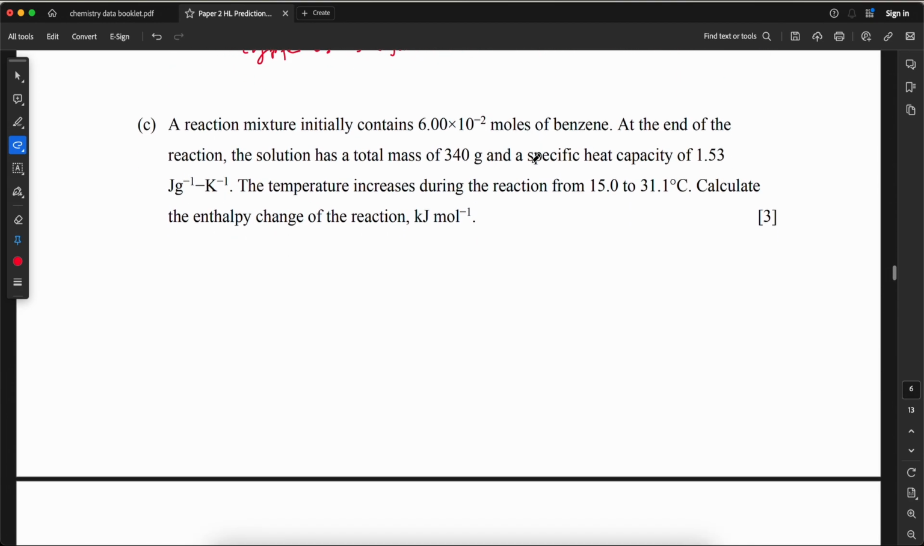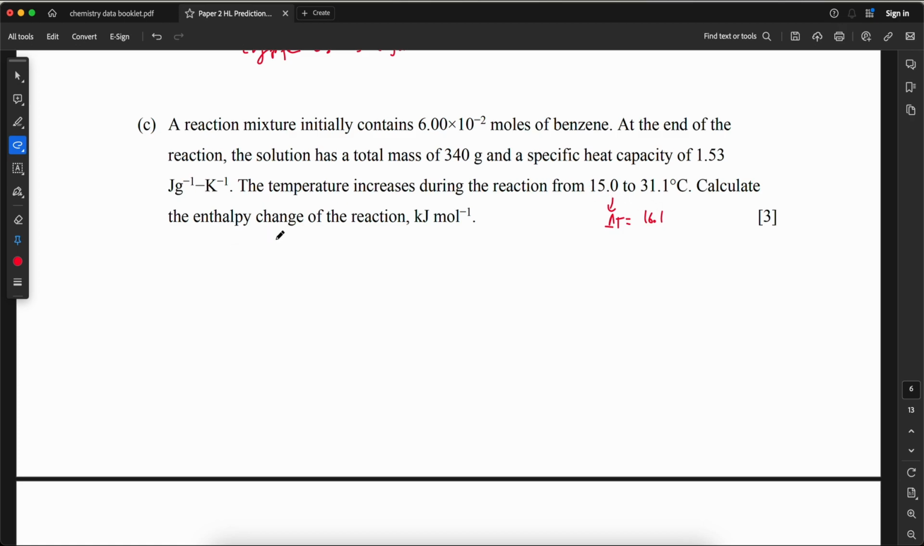A reaction mixture initially contains 6 times 10 to the power negative 2 moles of benzene. At the end of the reaction, the solution has a total mass of 340 grams and a specific heat capacity of 1.53. The temperature increased during the reaction from 15 to 31.1. Calculate the enthalpy change of the reaction. So delta T would be 16.1. You don't need to convert it to Kelvin, because if you convert both to Kelvin and then find the difference, you will find again 16.1. So when it is delta T, no need to convert to Kelvin.